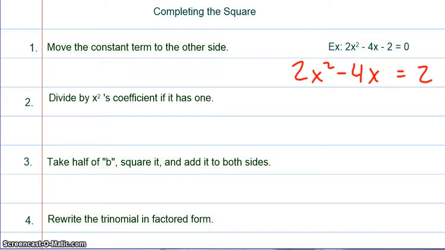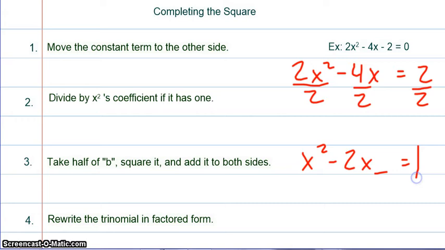Step 2, divide by the number in front of the x squared if it has a number in front. So we're going to divide everything by 2. So I have x squared minus 2x, leave a space, equals 1, and leave another space.